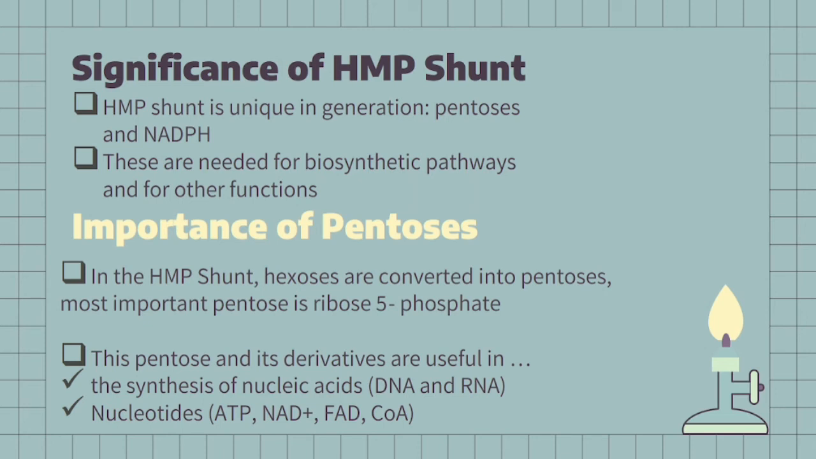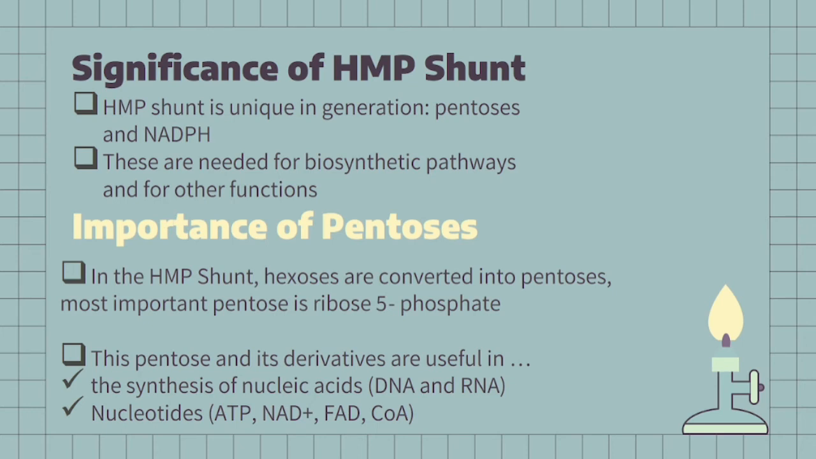Significance of the HMP shunt, or the hexose monophosphate pathway. The HMP shunt is unique in generation, because it generates important products like pentose and NADPH, which are needed for biosynthetic reactions and various other functions. The HMP shunt is also used in the synthesis of sphingosine and cerebrosides. Sphingosine is essential for cell growth, survival, migration, immune cell trafficking, angiogenesis, inflammation, and cancer.